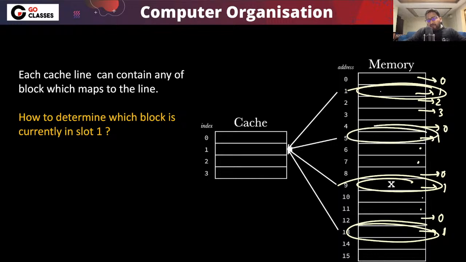Now since multiple blocks are going to just 1, right? If I need, I can put this here also. If that is needed, I will replace the existing one and I will put this, and so on, right? If multiple things are mapping to just 1, then how do we determine which block is currently in slot 1? In this particular line or this particular slot, which block is currently there, right?